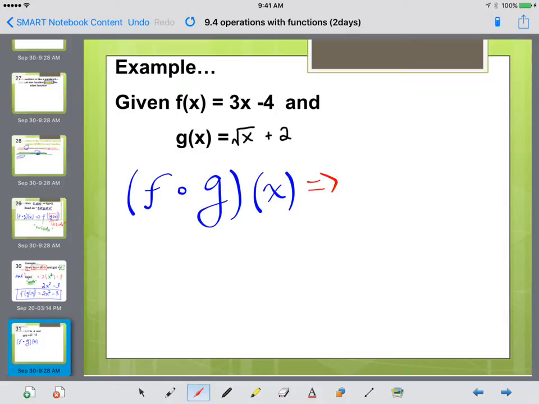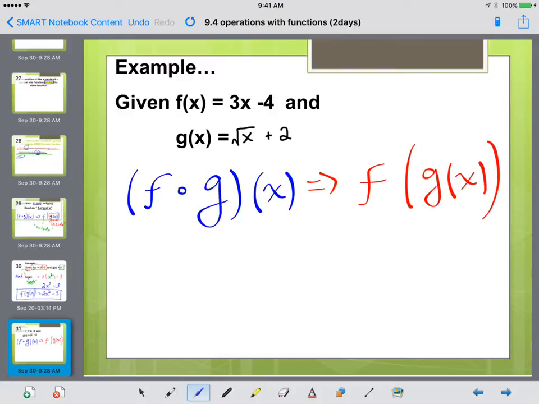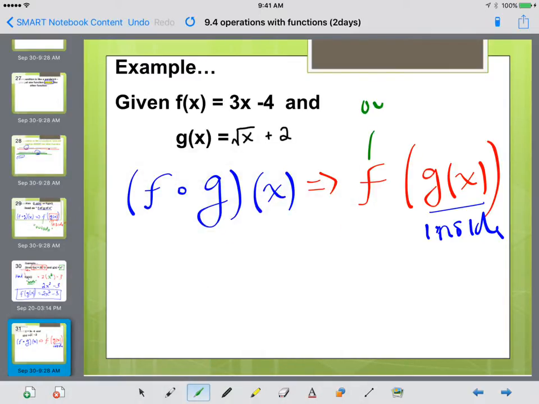Well, I'm just going to translate this to say f comes first. I'm going to put parentheses g of x. So I like to translate it from f o g into this format so then I can pick out my inside equation and my outside equation. So g is my inside equation, f is going to be my outside equation.